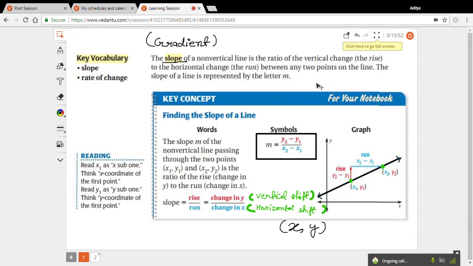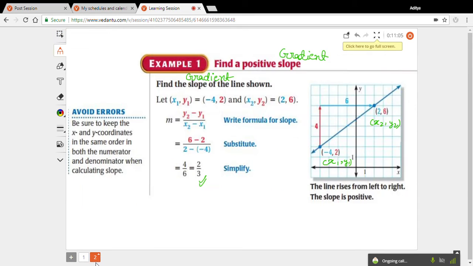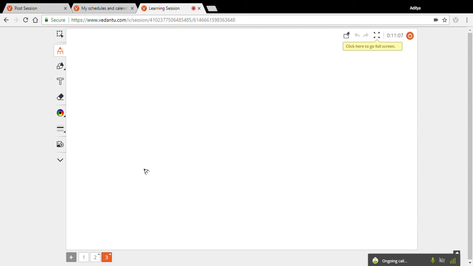But the question won't directly ask you to get only the slope. There are multiple concepts associated with the slope, so we are just getting set with the things. This is the first thing that we need to know, that's called the slope. Different lines may have different slopes actually.